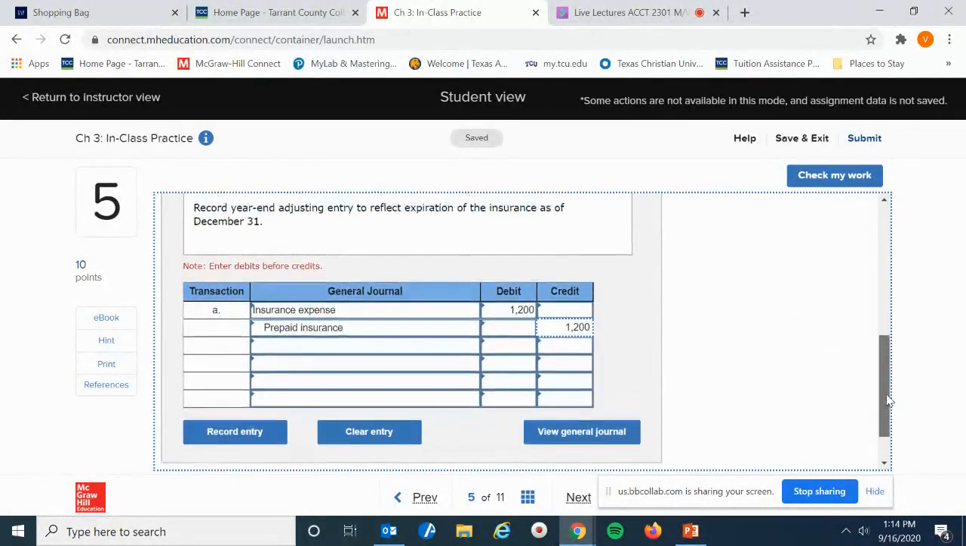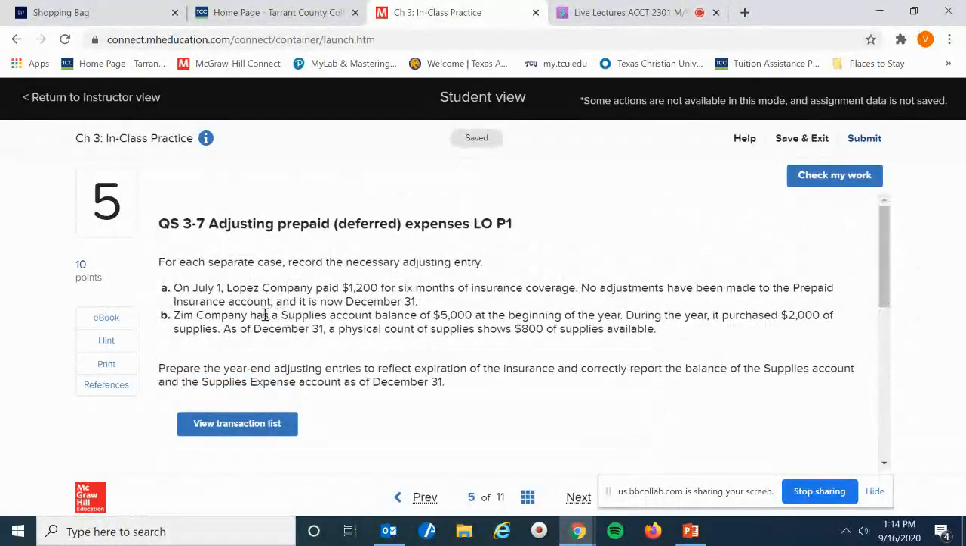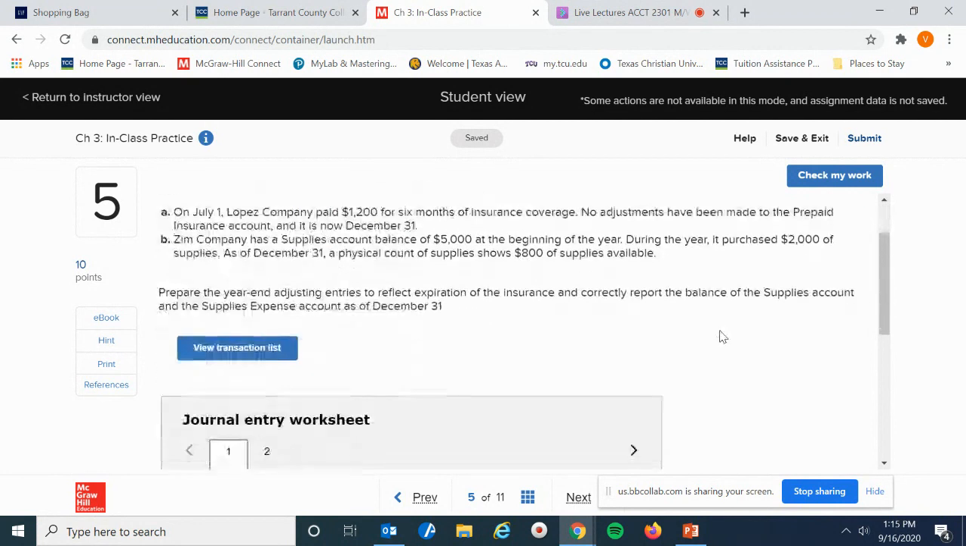Now, let me go back up here and show you the case again. They bought the insurance policy on July 1st. This is the original entry. When they bought the insurance policy, they prepaid for 6 months worth of coverage. If adjustments had been made and you only had to make it for the month of December, then the journal entry I just finished would have been for $200. Okay, let's look at B.